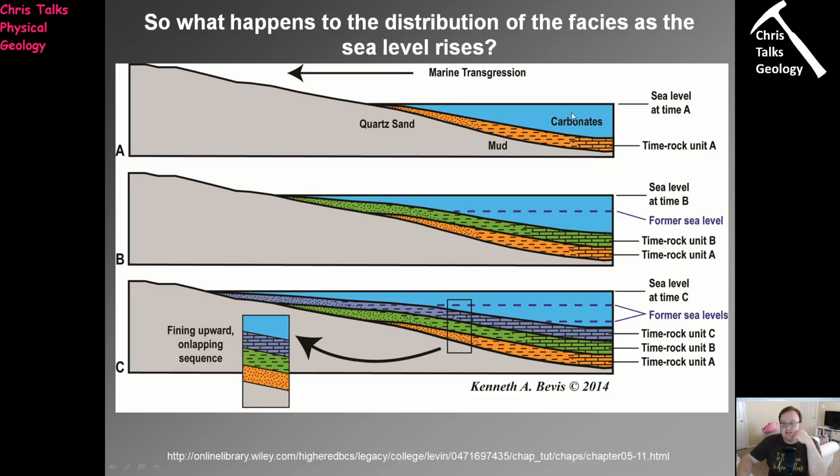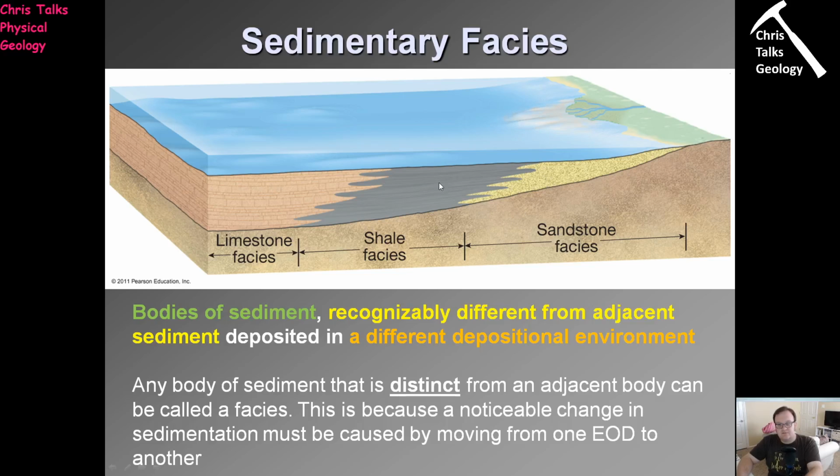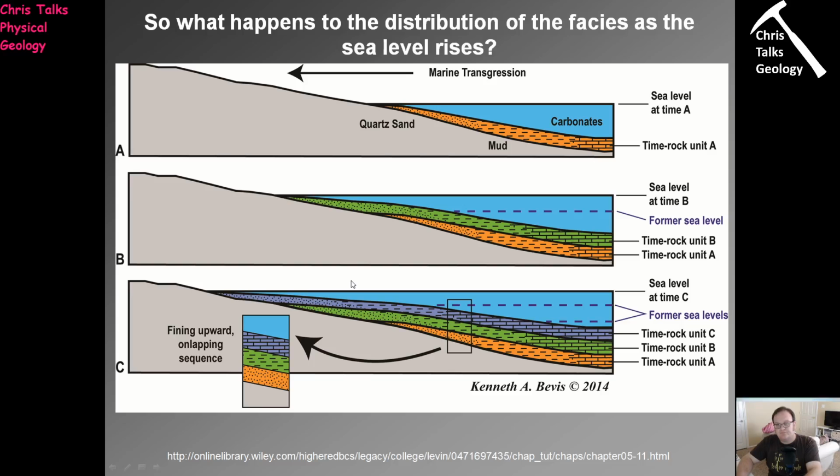So if we look at this diagram here, what have we got? So we have this orange layer. So we have the sands, which is dominated here by the speckles. We have the muds, which is the area made up of dashes. And we have the carbonates, which is the area made up of this brick pattern. So this is our situation. Sands, muds, limestones. Okay, so this is the situation where we have sea level A.